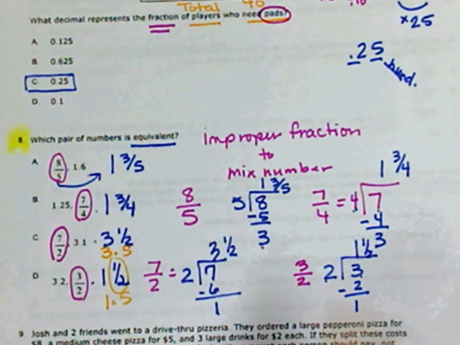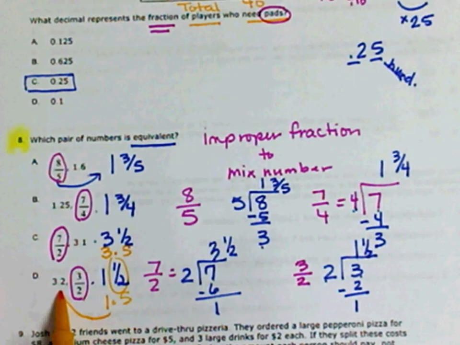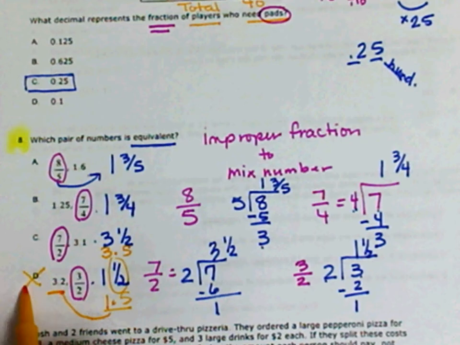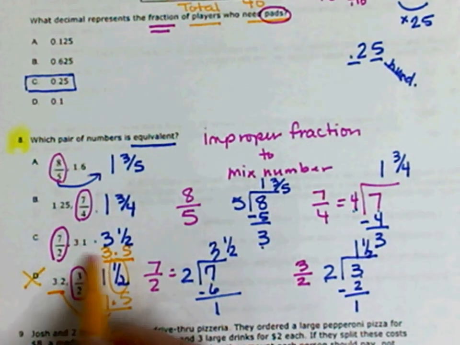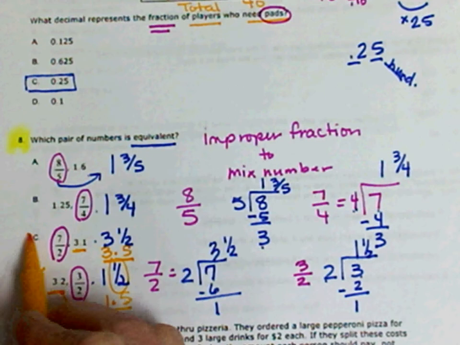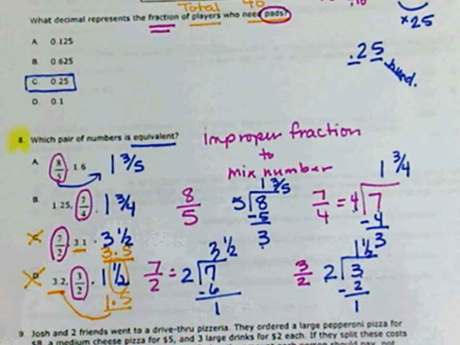So I'm going to match. I have 1.5. Is that the same as 3.2? No. I have 3.5. Is that the same as 3.1? No. So I'm narrowing down my choices. I'm eliminating. With a little bit of math work, I am eliminating.